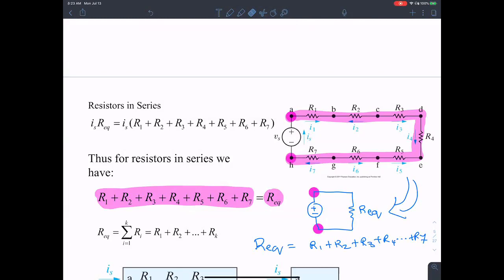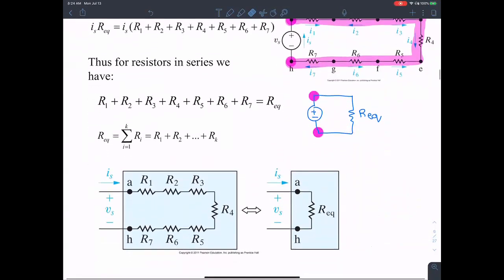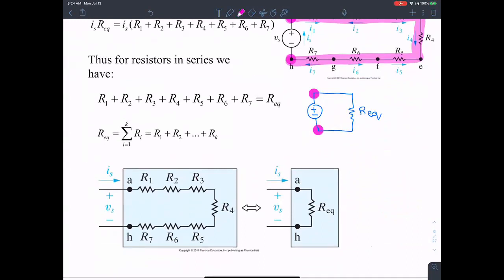Okay, that's exactly what I have here. When I have a bunch of resistances connected in series, that behaves exactly the same as a circuit with one large resistance, R equivalent, whose value is the sum of R1 through R7. So that's a concept that you're already familiar with.